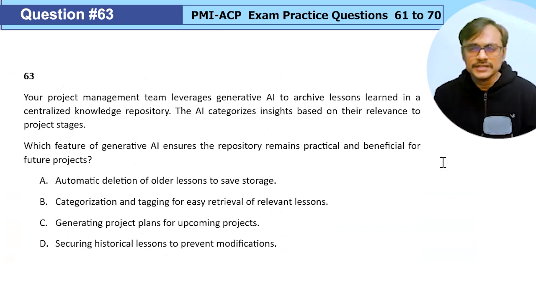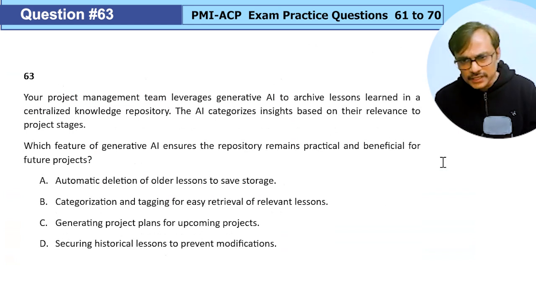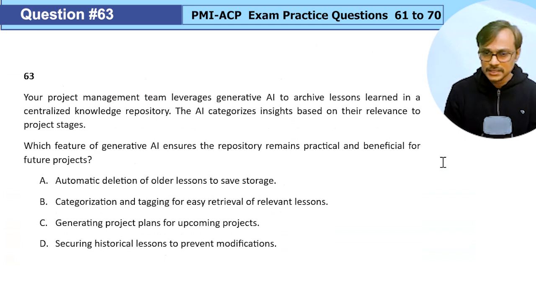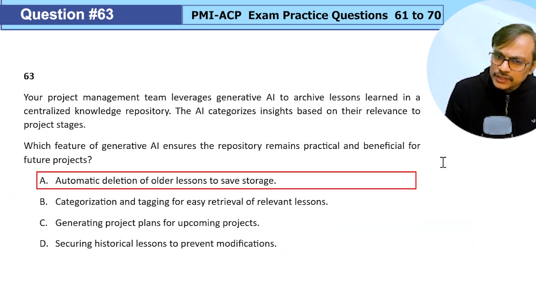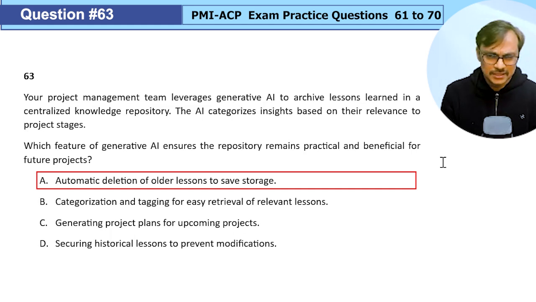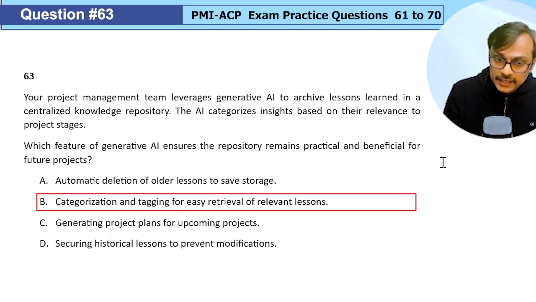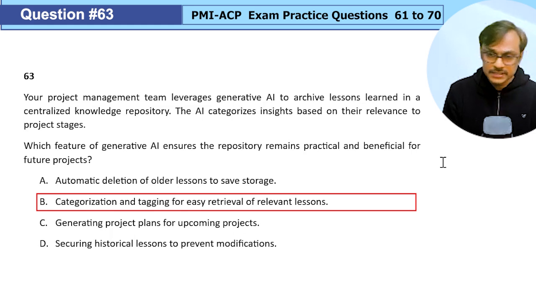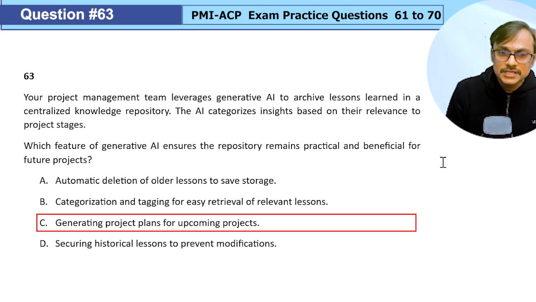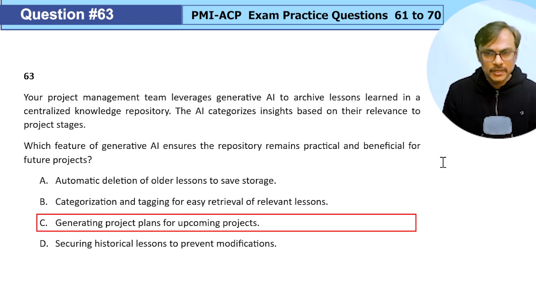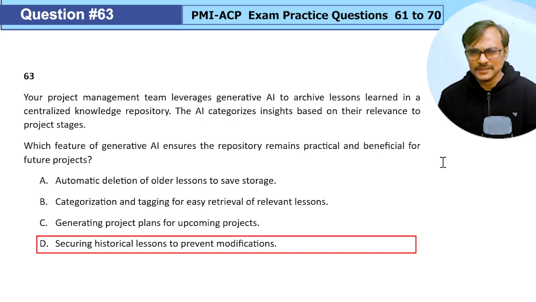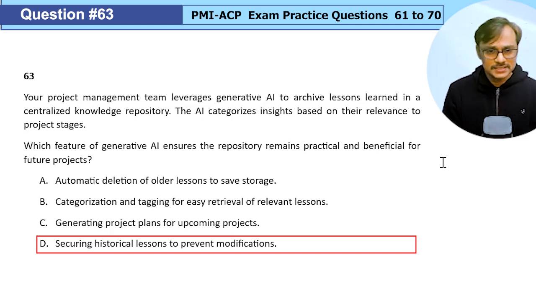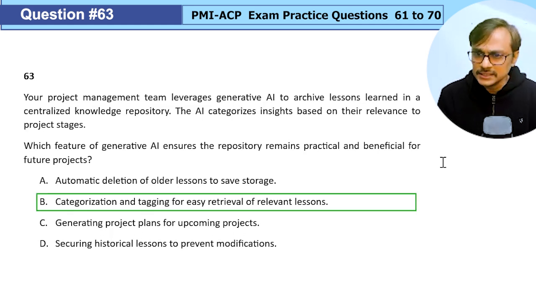So better management of content, better presentation of content, better searching of the content, better retrieval of the content, all these are a good idea. Yeah. So option A, automate deletion of the older version or of the saved storage. Yeah, not necessary. Option B, categorize and tagging for easy retrieval and relevant lessons. Yes, good idea. Option C, generating project plan for upcoming projects. Not. Securing historical lessons to prevent modification. Data security is not necessarily a part of generative AI's thing. So option B makes it a clear, easy choice.